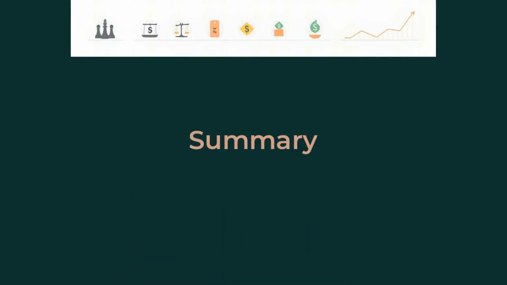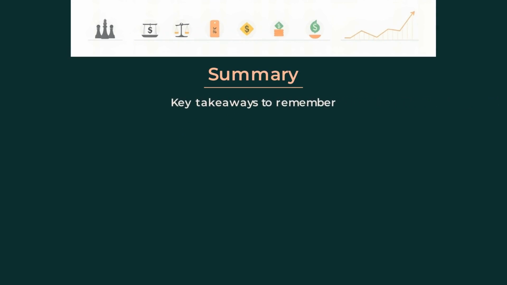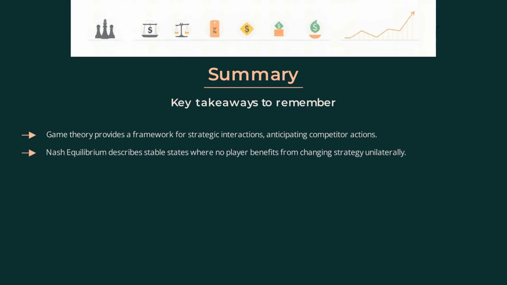All right, let's wrap things up with a quick summary of our key discussions today, bringing everything together. These are the essential takeaways, crucial points you'll want to remember for your future projects. Remember, game theory provides a powerful framework for strategic interactions, helping us anticipate competitor actions. Nash equilibrium describes stable states where no player benefits from changing their strategy unilaterally.